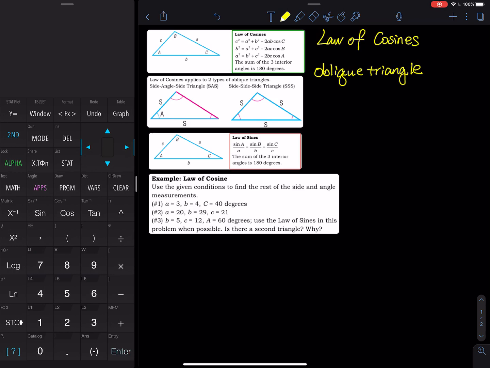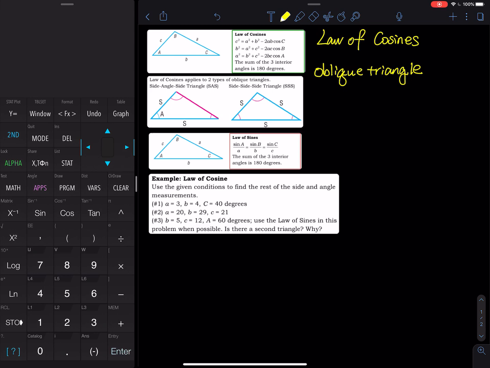Take a look at the blue triangle on the left. An oblique triangle is when none of the interior angles is a right angle. You see the angles A, B, and C, right? None of them is 90 degrees, so we call this an oblique triangle. When a triangle is oblique, the law of cosines explains the relationship between the three sides and the three angles.